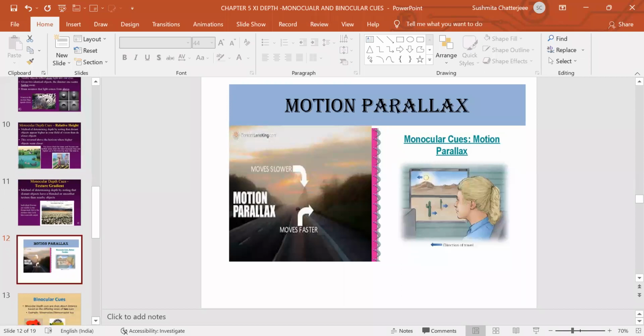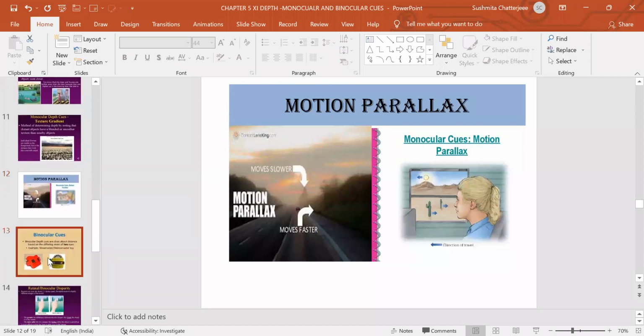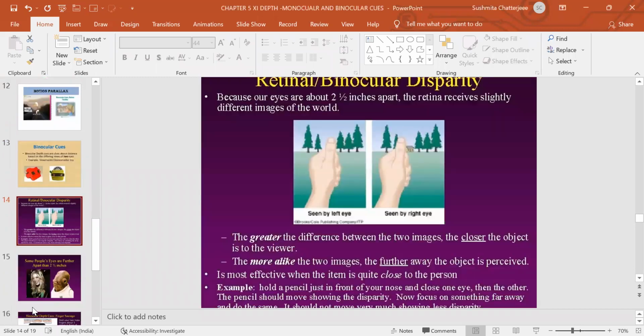After completing the monocular cues, I'll come to binocular cues, which are called the physiological cues. Binocular depth cues are clues about distance based on the differing views of two eyes. Now, let us come to the cues one by one. The first one is retinal or binocular disparity.